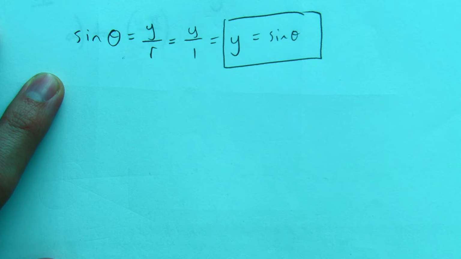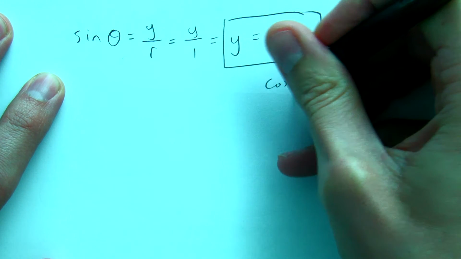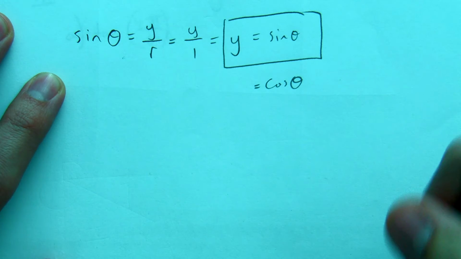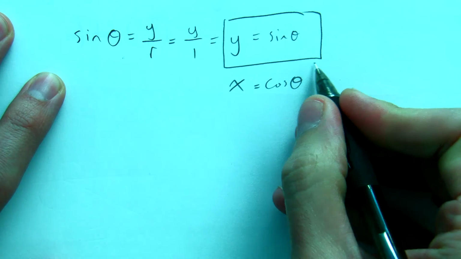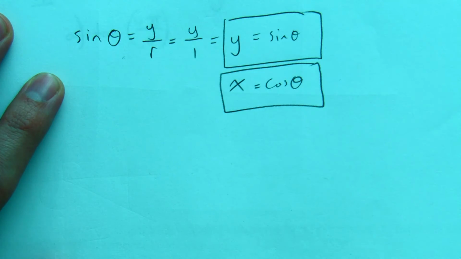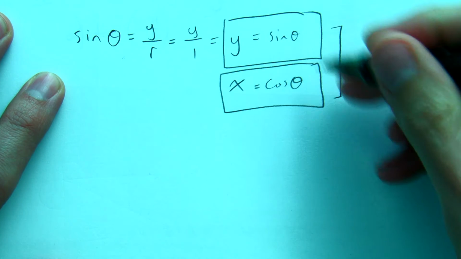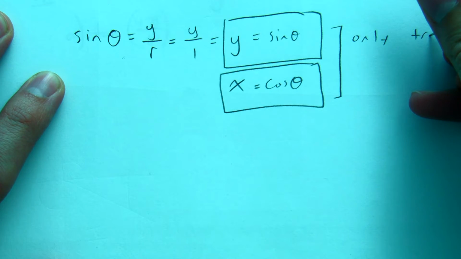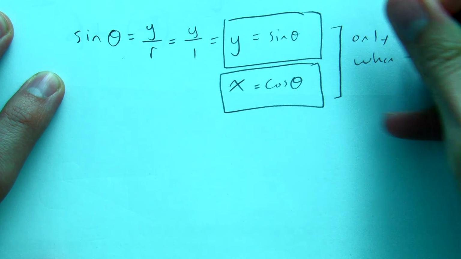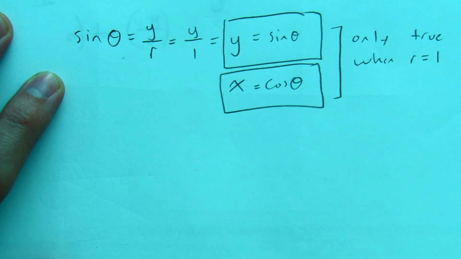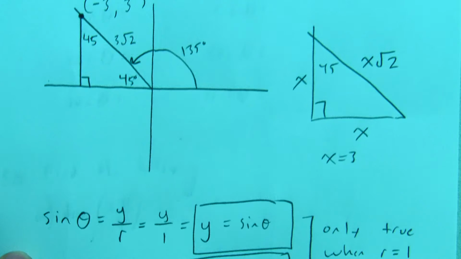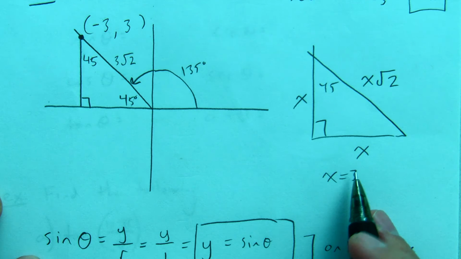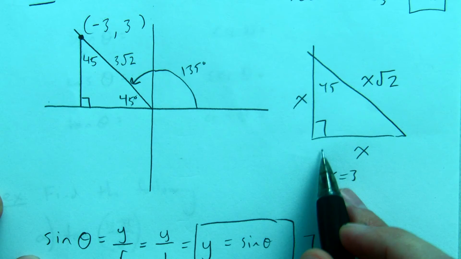That's pretty convenient. If the radius happens to equal 1, if the hypotenuse is 1, then cosine theta, instead of equaling x over r, would just be x over 1, which is just x. So these two formulas aren't always true. They're only true when r equals 1. But as you saw in the example above, we get to pick what size this triangle actually is.